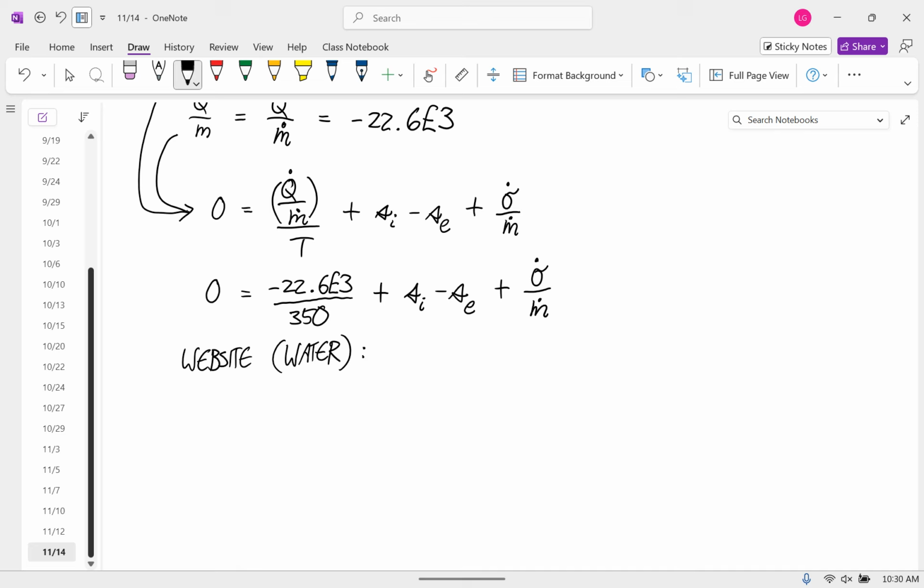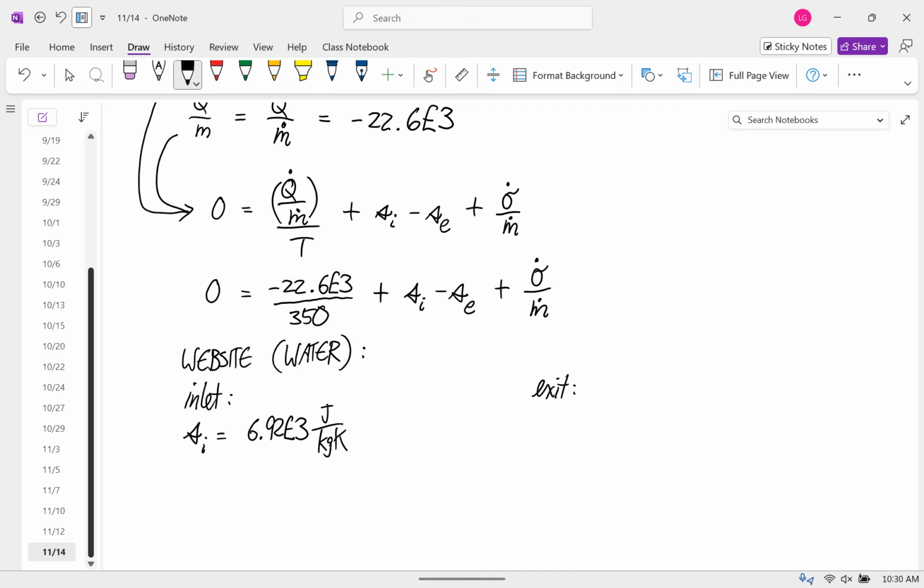And at the inlet, S is equal to 6.92 times 10 to the third joules per kilogram Kelvin. And at the exit, okay, so this is a saturated vapor.